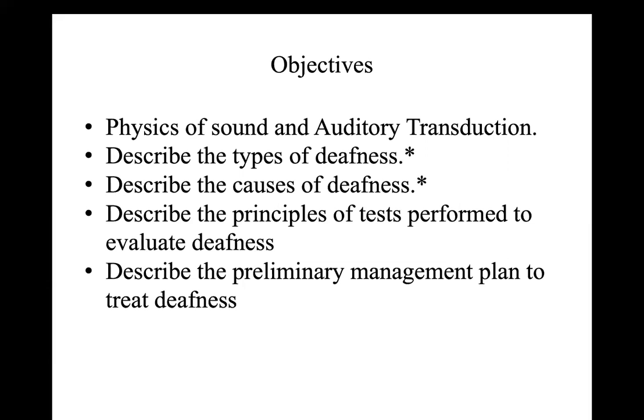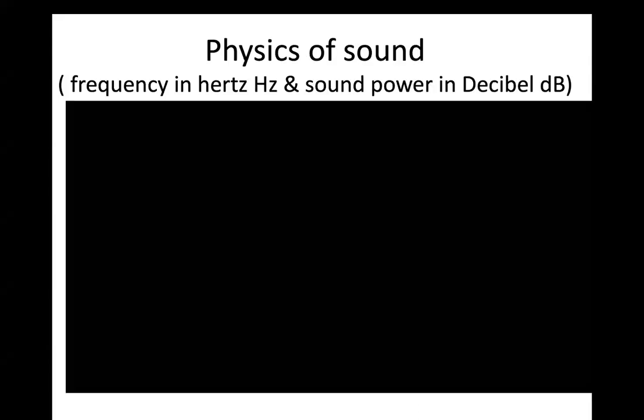So these are the objectives. First, we'll cover the physics of sound and auditory transduction. Then we'll go on to the types of deafness and the causes of deafness, and those two, I would say, are the more high-yield concepts. Then the principles of the tests that are performed to evaluate deafness and the preliminary management plan to treat deafness. These two are probably low-yield. I don't think they'll ask about it, but we'll cover it either way.